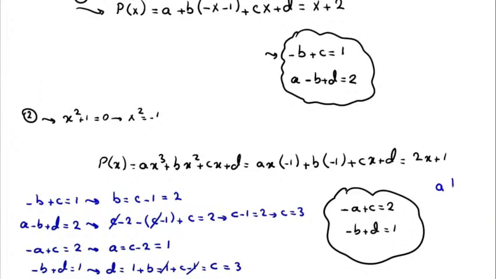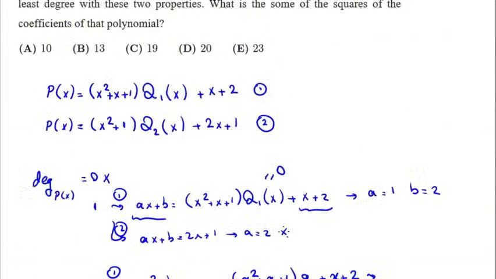So a, b, c, d. A is what? A is 1. B is what? B is 2. C is what? C is 3. D is what? D is 3. So we found all these 4 numbers and they satisfy the assumptions of the problem.